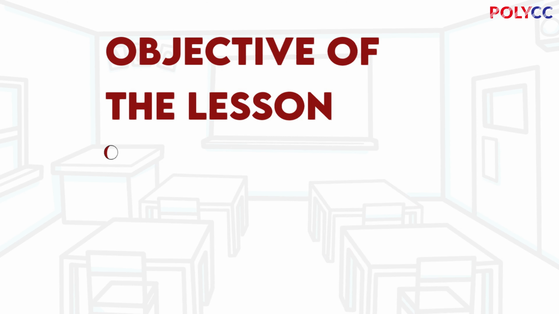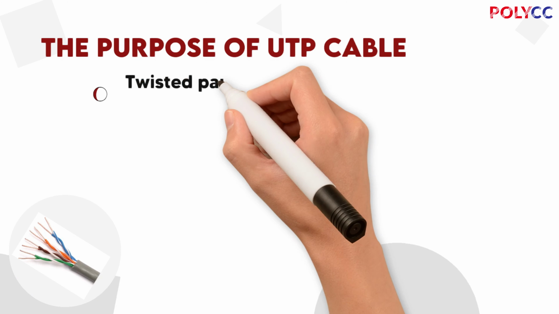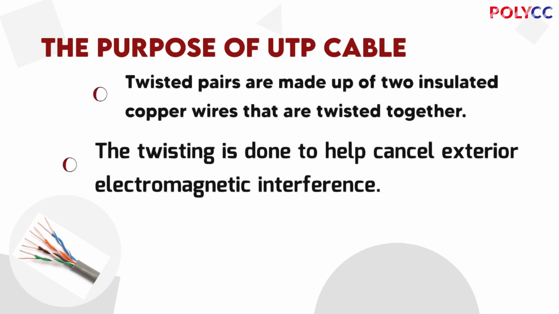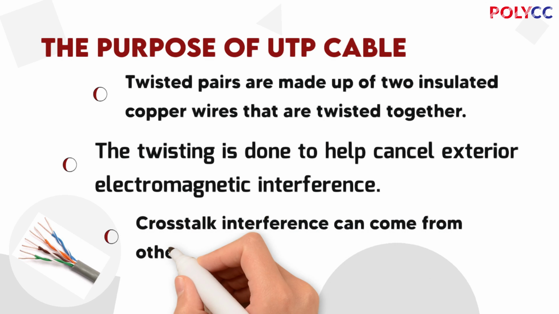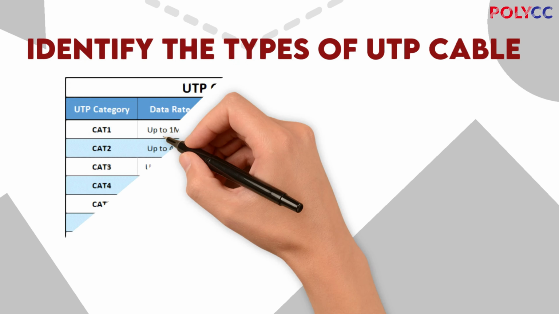What is the purpose of unshielded twisted pair cable? Twisted pairs are made up of two insulated copper wires that are twisted together. The twisting is done to help cancel exterior electromagnetic interference. Crosstalk interference can come from other pairs within a cable. Students need to identify type of UTP cable.